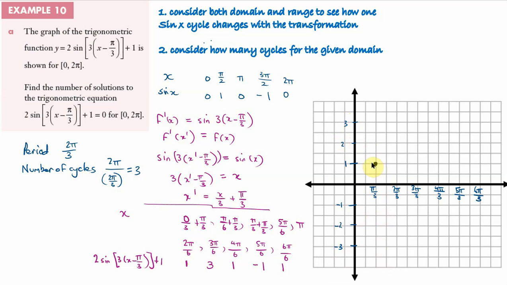And we'll continue with the other points. So we've got 3 pi on 6, which is pi on 2, 3. We've got 4 pi on 6, 2 pi on 3, maps to 1, and so on, minus 1 and 1. And we can draw in that curve. So there we have one cycle, roughly drawn in, and we now need to extend that for the entire domain that we want to draw.